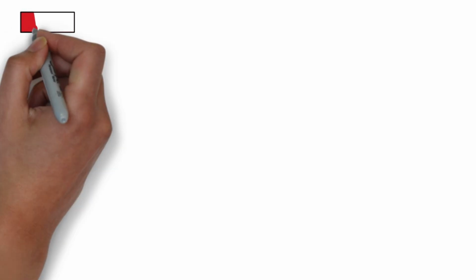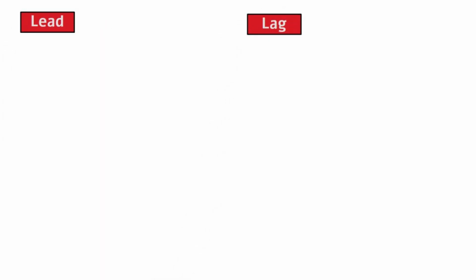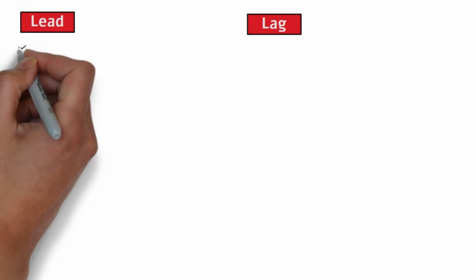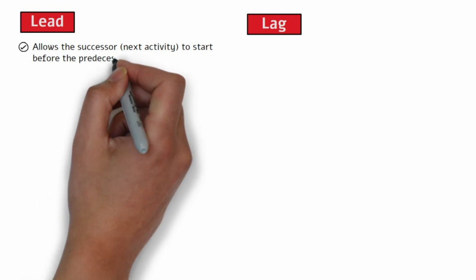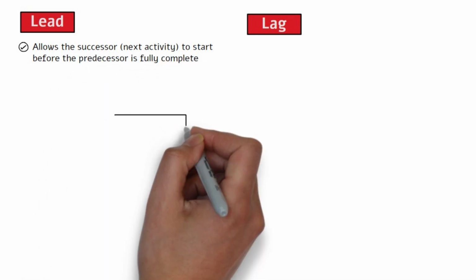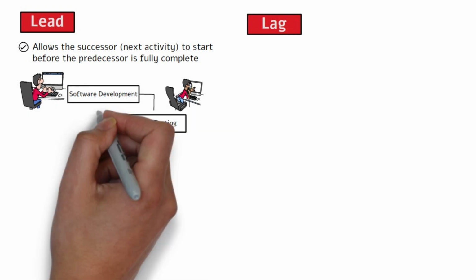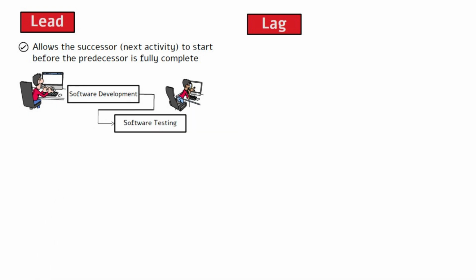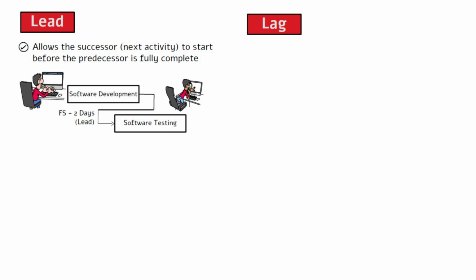Before we wrap up this section, another two terminologies that you will hear often are the lead and lag. Let's quickly cover them as they are quite simple to understand. Lead allows the successor or next activity to start before the predecessor is fully complete. For example, software testing starts 2 days before development is fully finished. This is a finish to start relationship with a 2-day lead, represented by using FS minus 2 days.